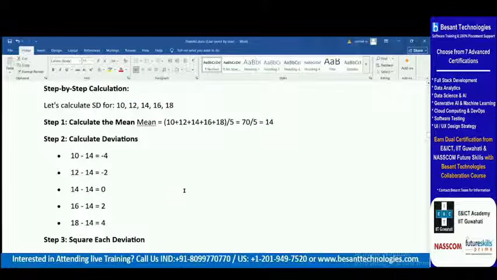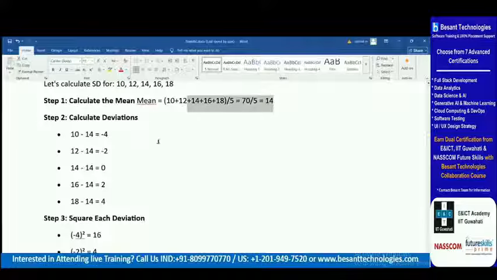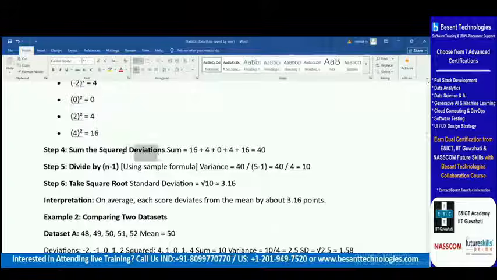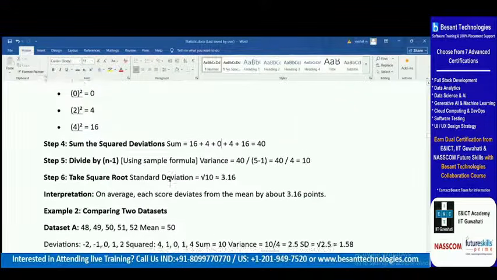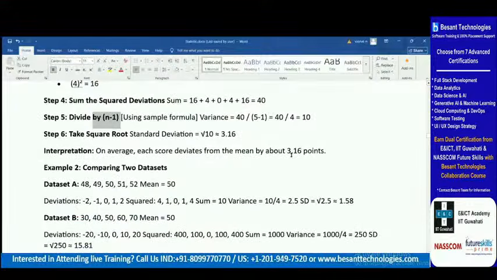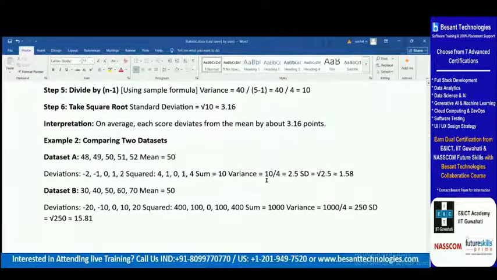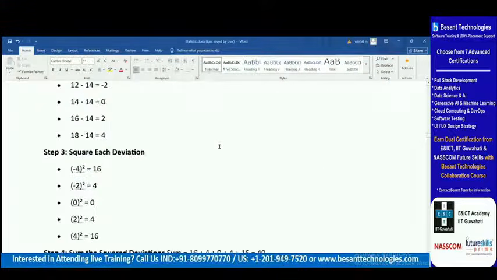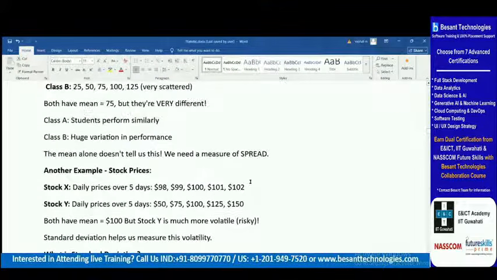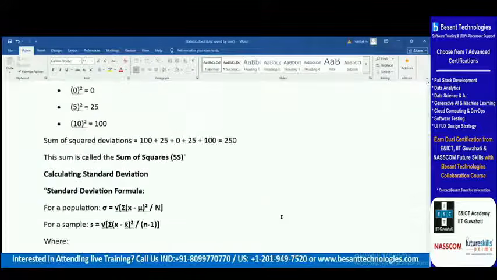I've taken one example and evaluated the mean, deviation, squares of deviation, sum of squares of deviation, and divided it by n minus 1. I proceeded through all this and came to a conclusion; this is 3.16 points. Now I'm going to compare two data sets. Here I had one data set, here I have another data set. If I have stock Z, that is going to be my third data set.